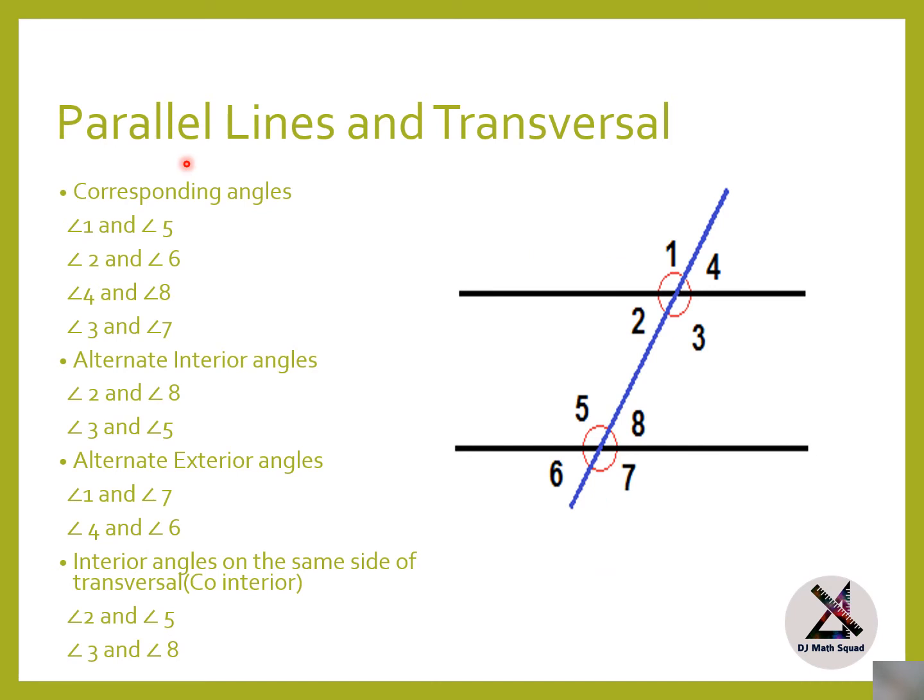Then a very important concept: parallel lines and transversal. This is very, very important. So here if you see, there are two parallel lines and there is one transversal, which is intersecting both the parallel lines. Now here we have some pairs of angles which are very important. The first one is corresponding angles.